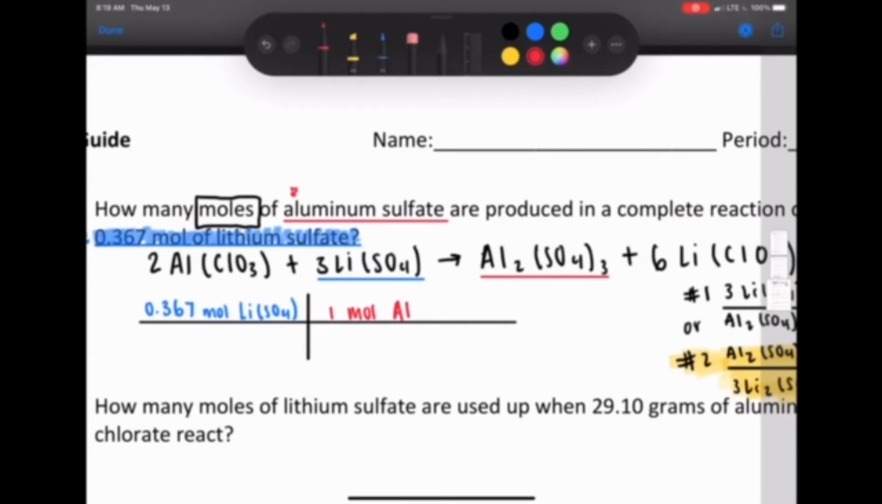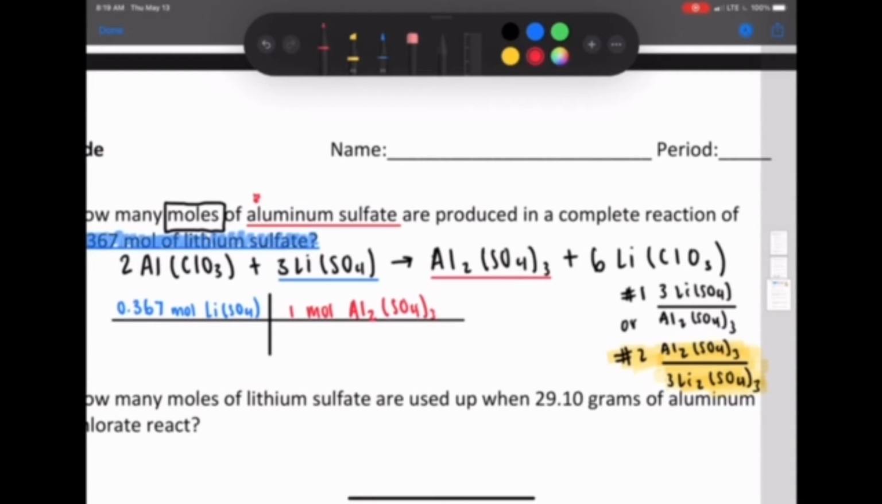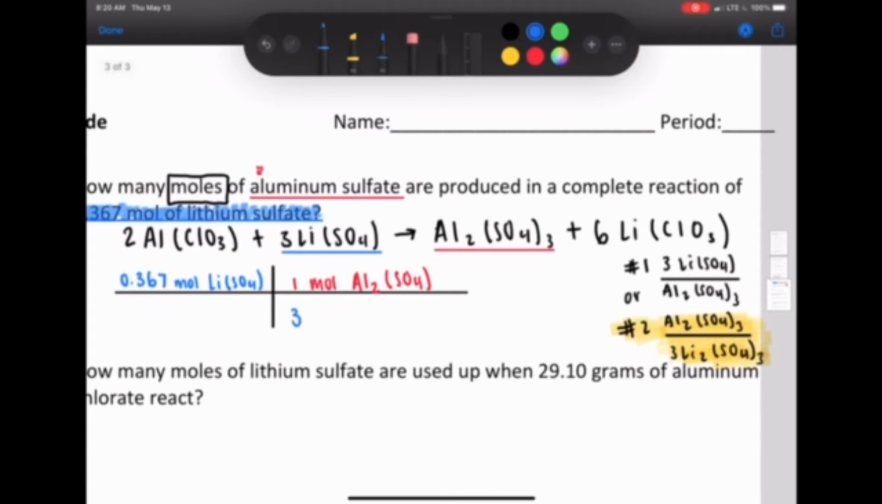Okay, so 1 mole of aluminum sulfate, which I have color-coded in red, and in the bottom we have 3 mole of lithium sulfate, which is what's going to make the 0.367 mole lithium sulfate cancel, so that we could just be left with aluminum sulfate. Oh, and I forgot to add the 2 on lithium, so I just added it there.